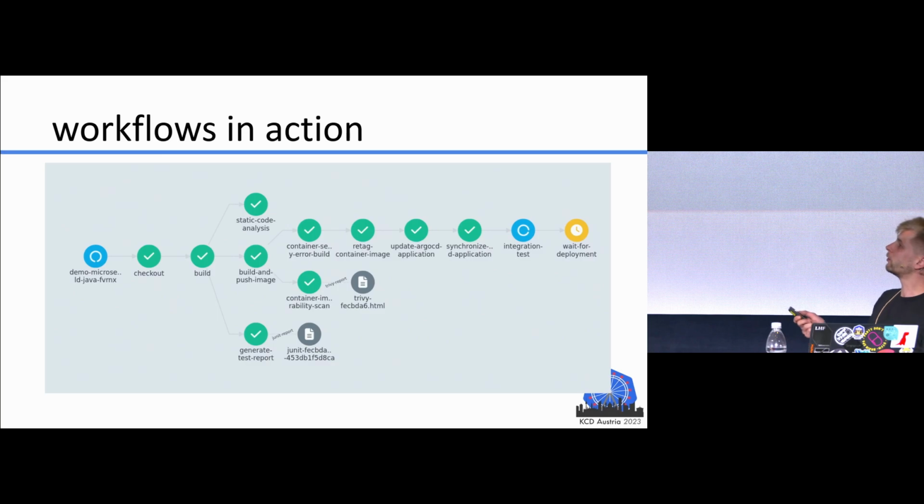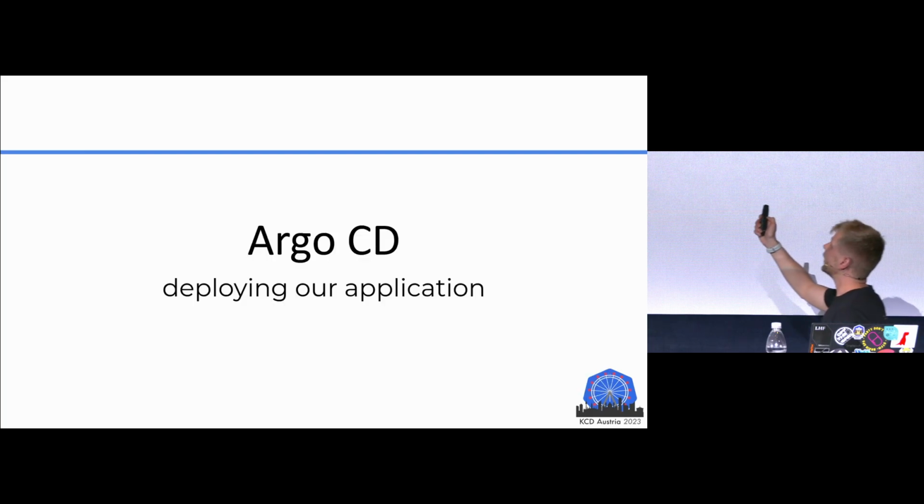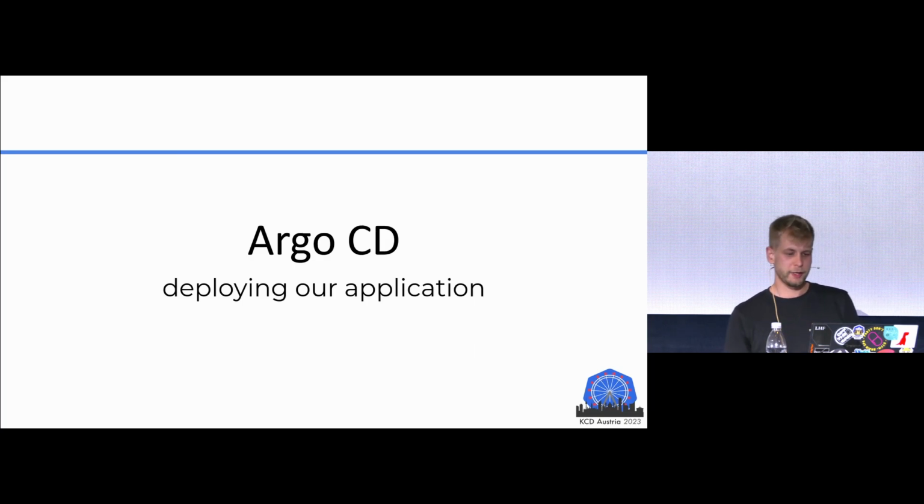In action, it can look something like this. We have a checkout, we're building our application, we're building the container image, we're generating some test reports, static code analysis. Always important to scan your image for known security vulnerabilities, update our Argo CD application as a part of our build process. And this leads us to actually Argo CD, which we are using for deploying our application.